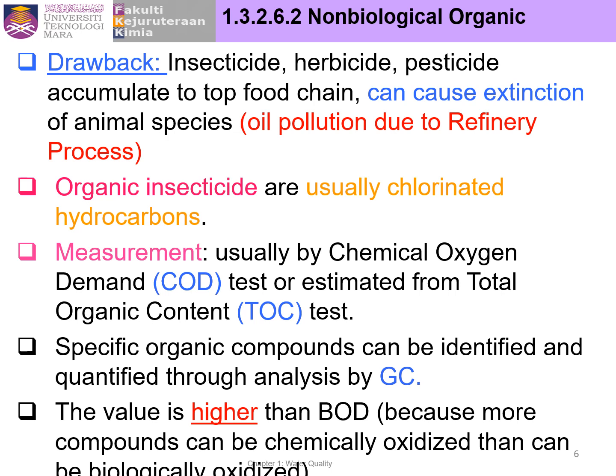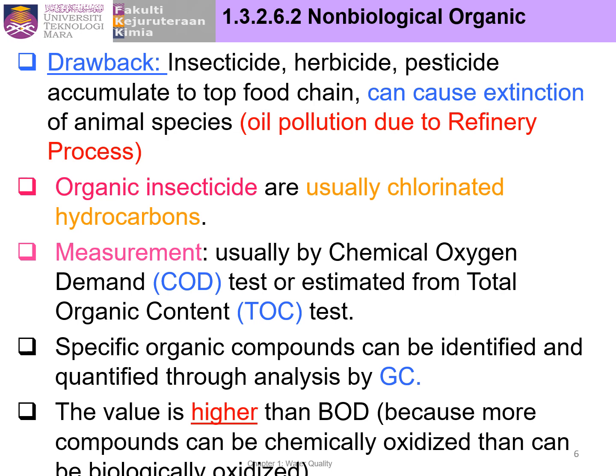It is through the COD or the TOC. COD stands for chemical oxygen demand. TOC stands for total organic carbon. Sometimes we can also use GC, gas chromatography, in order to find the specific organic compound's name. And the value of COD is usually higher than BOD because more compounds can be chemically oxidized rather than biologically oxidized.